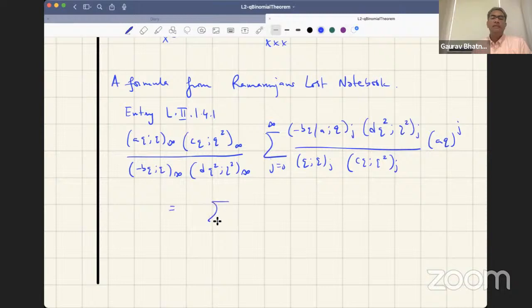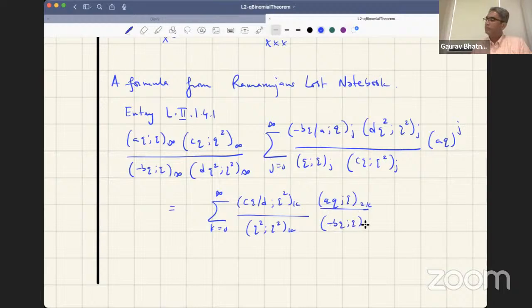And this sum is equal to K going from 0 to infinity, CQ over D, Q square K, Q square K, and AQ, Q2K, and minus BQ, Q2K plus 1, and DQ square to the K. See.